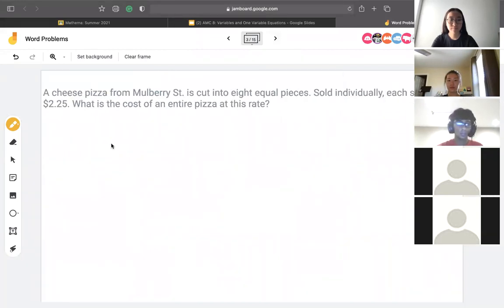A cheese pizza from Mulberry Street is cut into 8 equal pieces. Sold individually, each slice costs $2.25. What is the cost of an entire pizza at this rate?